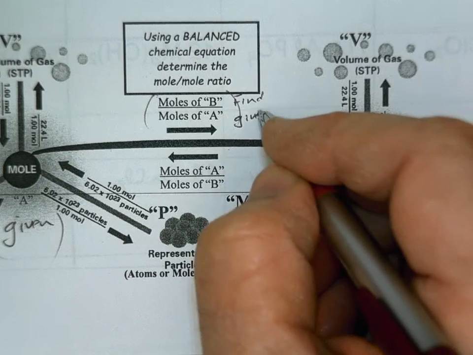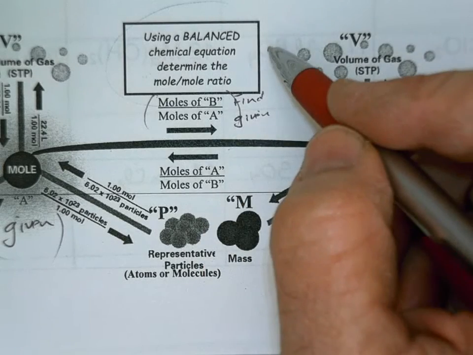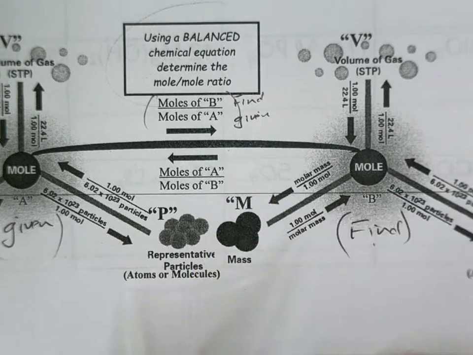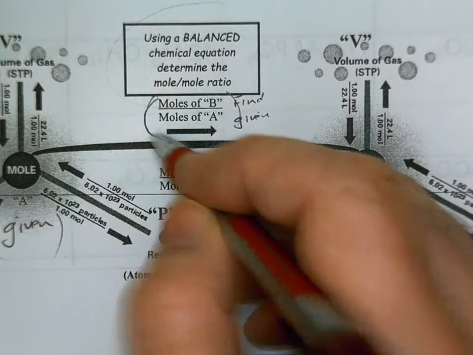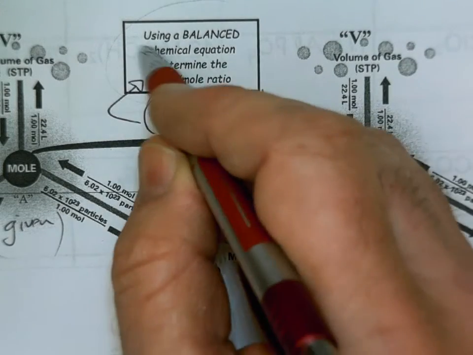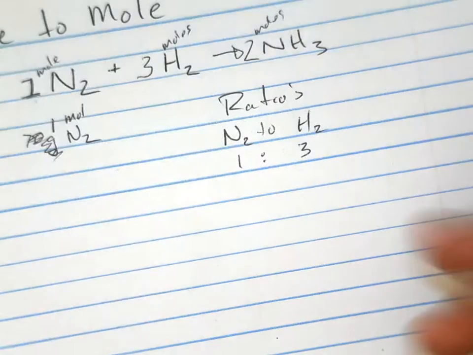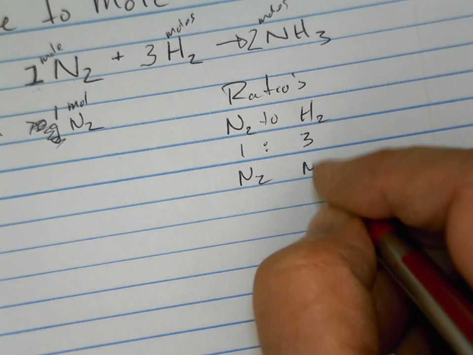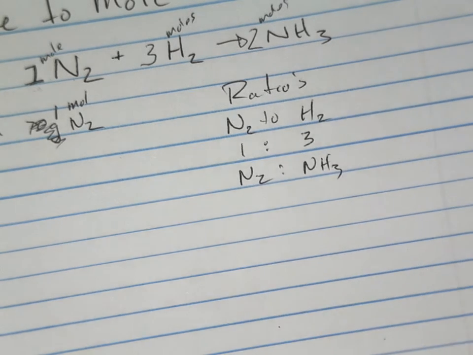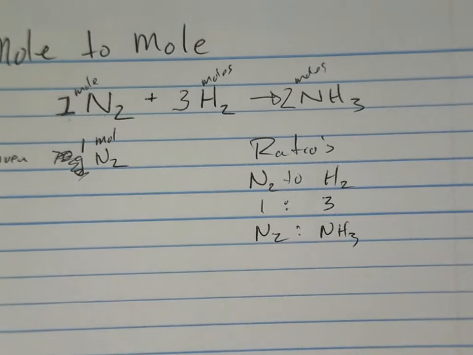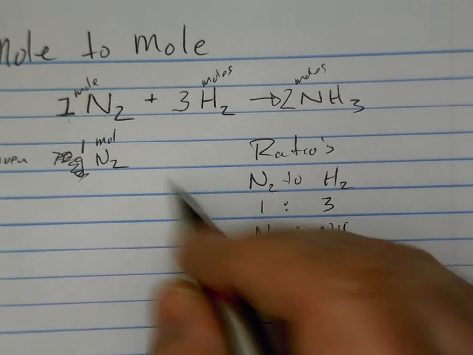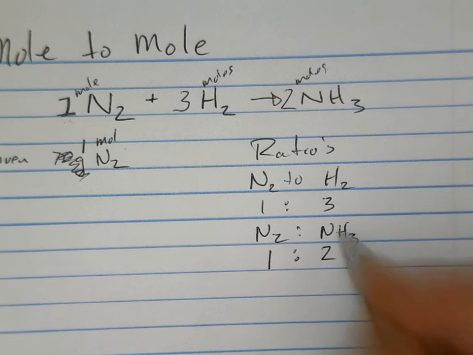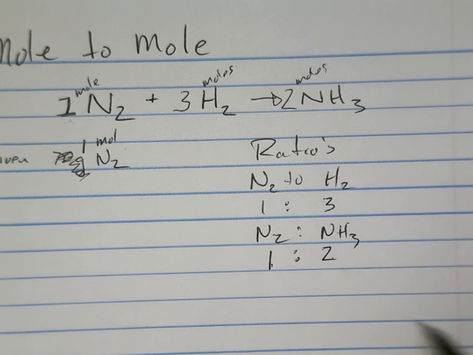Now, this is always from the balanced equation. Don't get mixed up and say, oh, the problem said I had 2.5 moles and I'm going to write that in. No, no, no. When you do the mole to mole ratio, it is from a balanced chemical equation. Let's see. What's the mole ratio for nitrogen to ammonia, NH3? Well, for every 1 mole of nitrogen, we've got 2 moles of NH3. So we have a 1:2 ratio there.